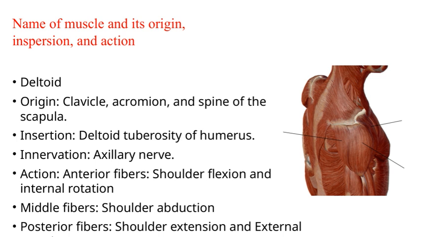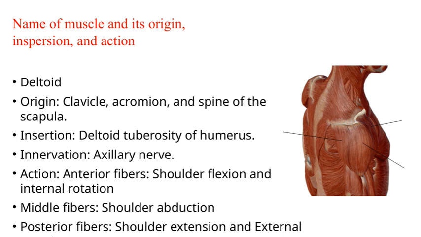The deltoid inserts at the deltoid tuberosity of the humerus, which is essential for its leverage during arm movements. Innervation-wise, it's supplied by the axillary nerve, a key point to remember for nerve injuries affecting shoulder function. Now, regarding its actions, the deltoid is quite dynamic.